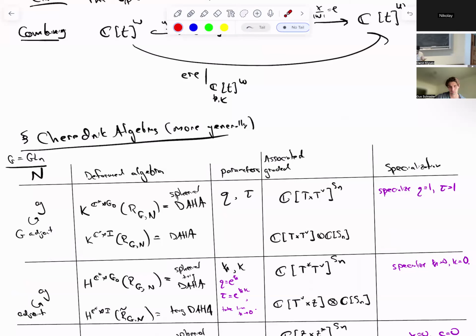And these algebras were two-parameter deformations of the following simpler algebras. In the spherical case, we take functions on the cotangent bundle of T, and then S_n invariants. And for the bigger algebra, we take functions on the cotangent bundle, tensor the group algebra. And these are indeed weight equivalent. Another way to obtain these algebras from the associated graded is by just specializing h bar and kappa to 0.